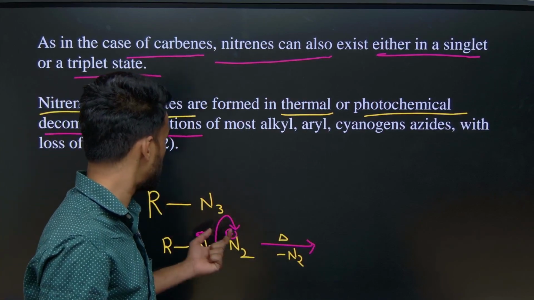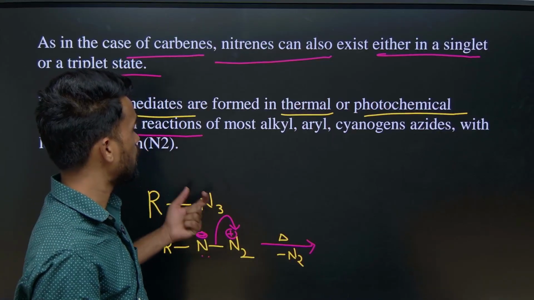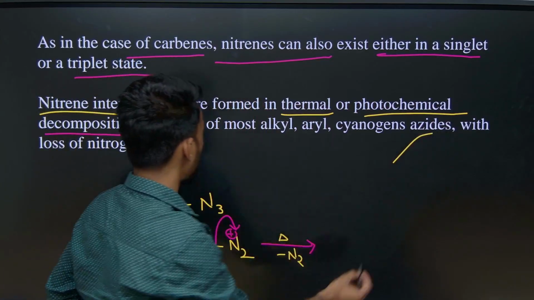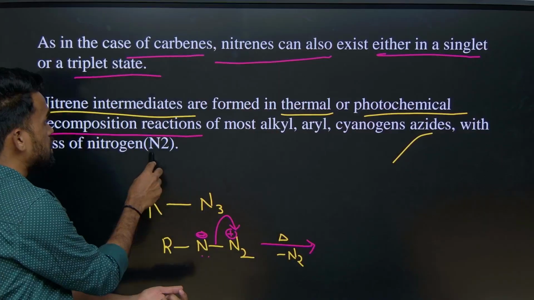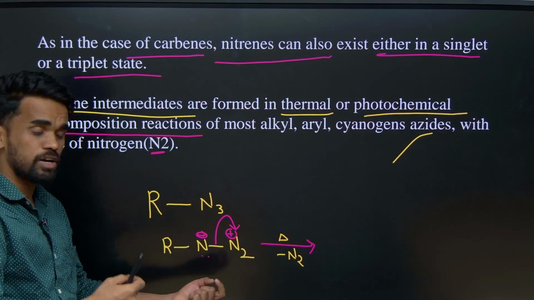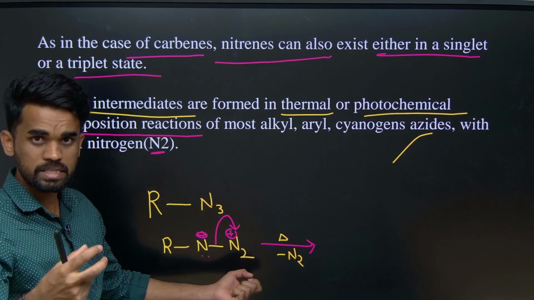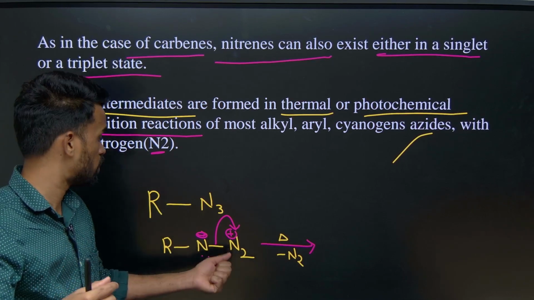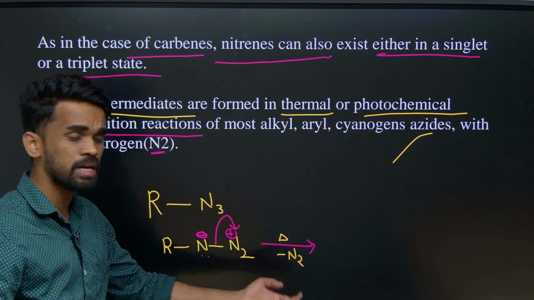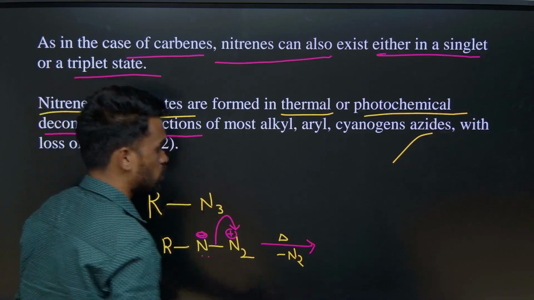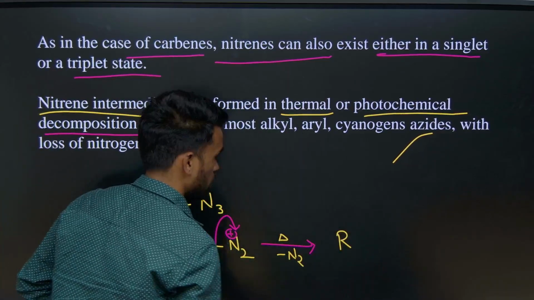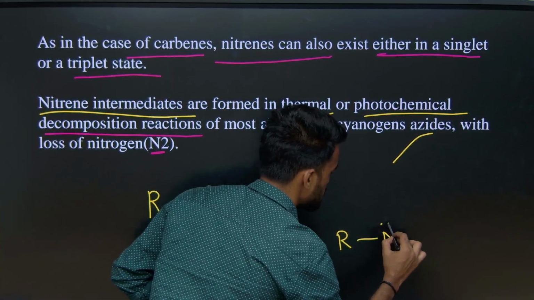So whenever we are heating this kind of compounds, like any azide compounds, they will be releasing N2 gas, because N2 gas is highly stable. So wherever there is a chance to remove N2 gas, the gas will be liberated out. Then what we are going to get here, R N with 6 electrons on it.